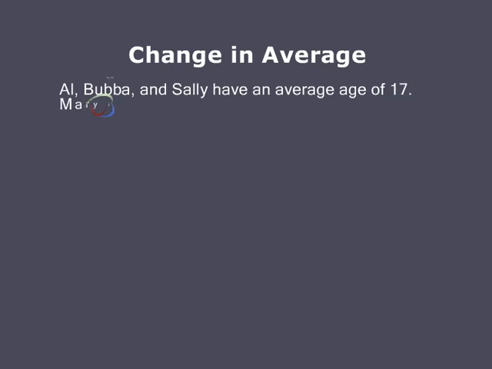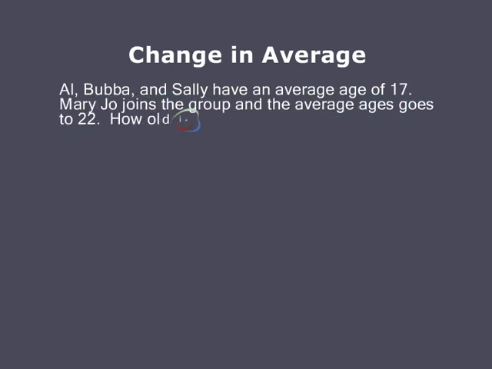Change and average questions are common on the test. Remember, when you have a change in average, they're vulnerable if you go out to the totals, as in this case. Al, Bubba, and Sally have an average age of 17. Mary Jo joins the group and the average age goes to 22. How old is Mary Jo?